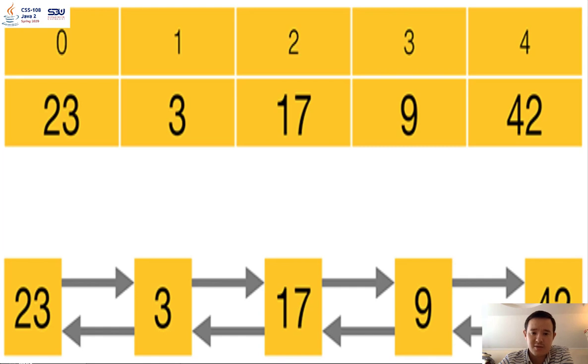As you can see in this image, both of them hold the data, five numbers: 23, 3, 17, 9, and 42. Both of them are stored in sequential order. In the upper part, we can see that the elements are indexed. This is how an array list looks like. So all the elements in an array list have indices.